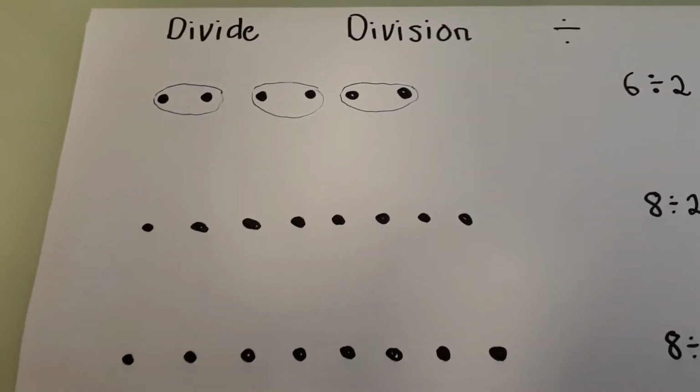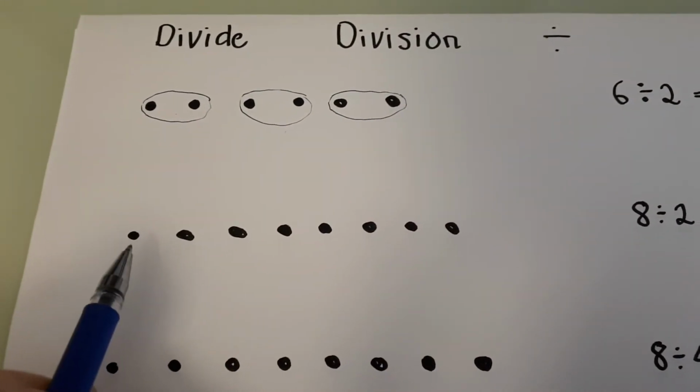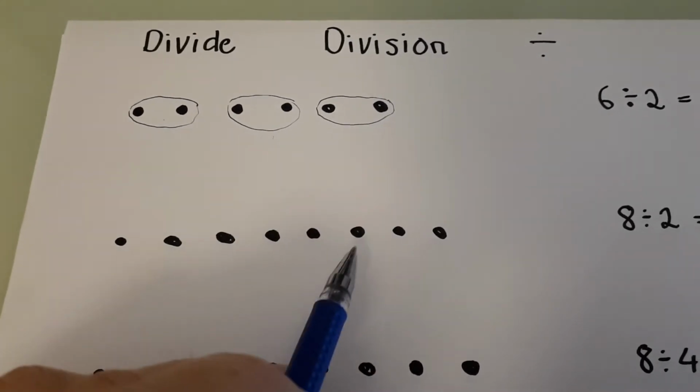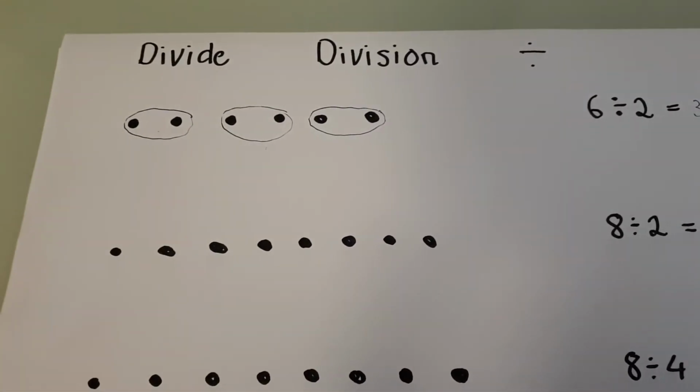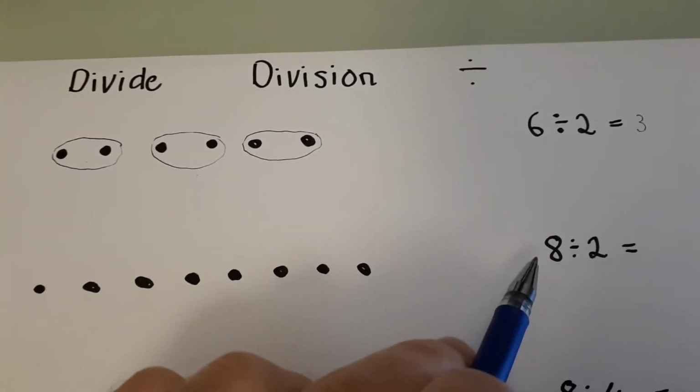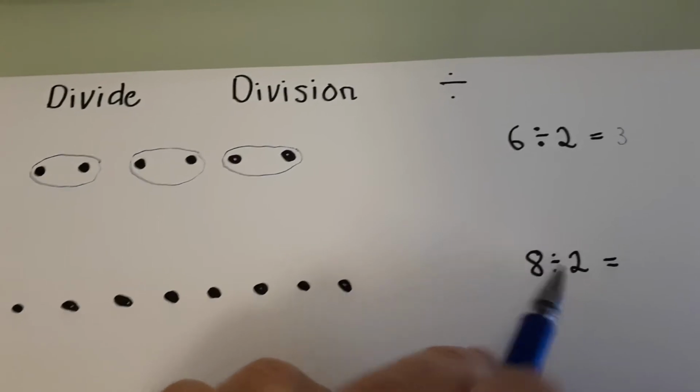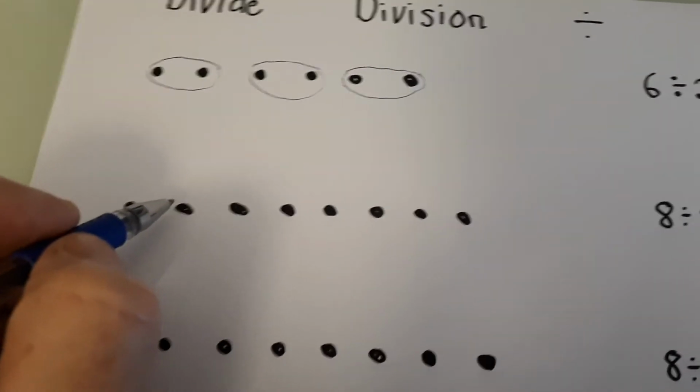Here's another row of dots. And if you look, you'll see that I have 8. 1, 2, 3, 4, 5, 6, 7, 8. I have 8 dots. And I'm going to do the same thing. I'm going to get 8 and I'm going to divide it into groups of 2. So again, we're going to make groups of 2.